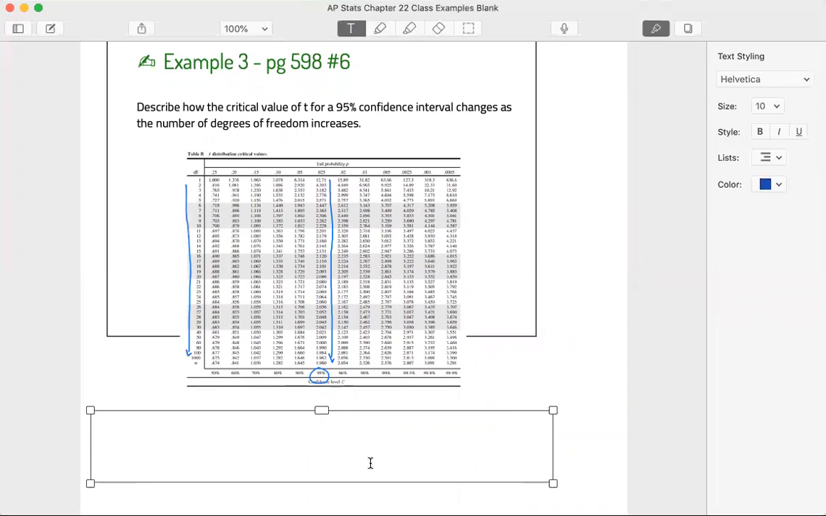So I would say the following. As the number of degrees of freedom increases, the critical value of T for a 95% confidence interval gets smaller, approaching approximately 1.960, which is the critical value of Z for a 95% confidence interval.